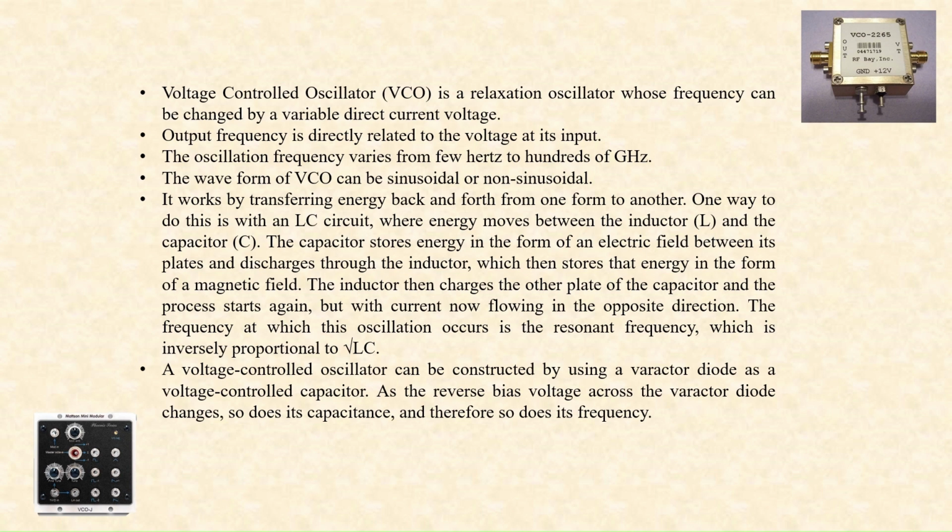The frequency at which this oscillation occurs is the resonant frequency, which is inversely proportional to the square root of LC. Voltage control oscillators can be constructed by using a varactor diode as a voltage control capacitor. As the reverse bias voltage across the varactor diode changes, so does its capacitance, and therefore so does its frequency.